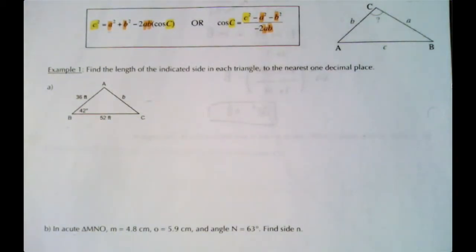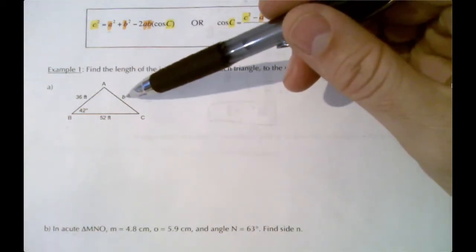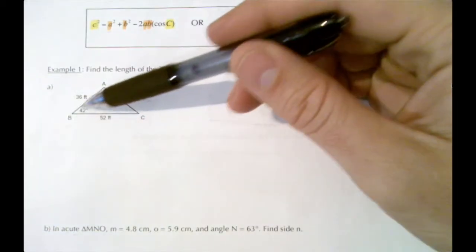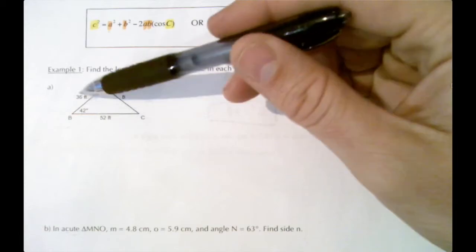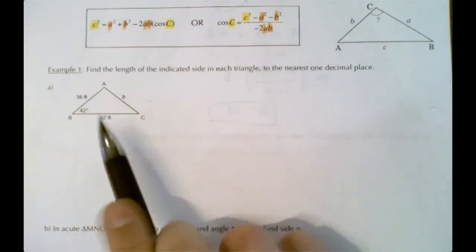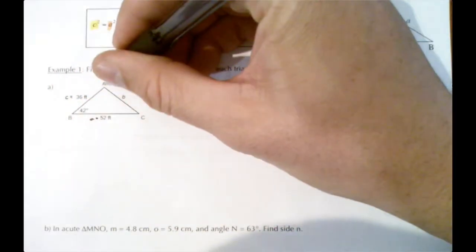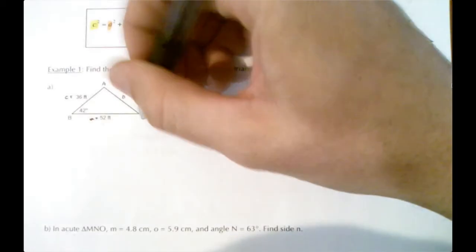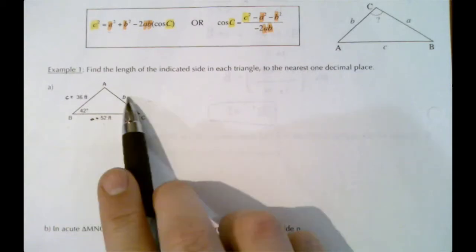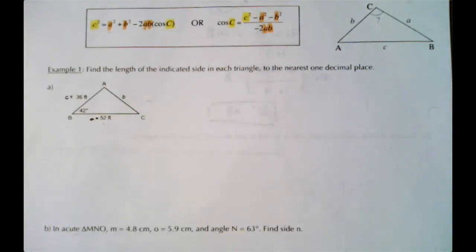Find the length of the indicated side of each triangle to the nearest 1 decimal place. So we're looking for side B, and the question is, do we have the contained angle B? We do, 42 degrees, and we have the two sides that contain it, 36 and 52. So here we have a contained angle B around side C and side A. We remember angle and opposite side are the same letter, and we're looking for the opposite side from our contained angle B. So this is a perfect cosine law question.